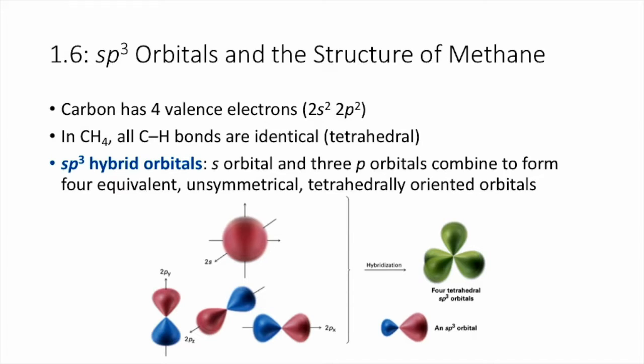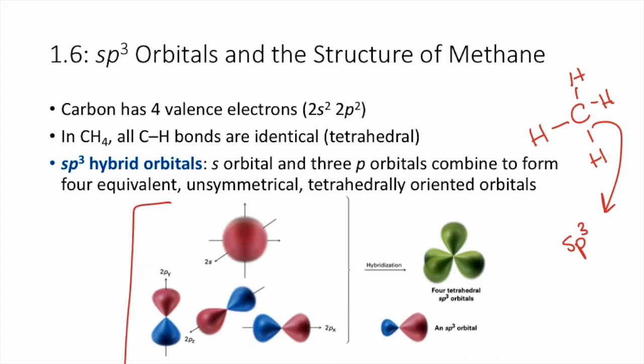So if we look at methane, which is carbon attached to 4 hydrogens, it is what is called sp3 hybridized. The carbon is sp3 hybridized. What that means is that the carbon is using sp3 hybrid orbitals to form bonds with the hydrogen atoms. What is an sp3 hybrid orbital? It's an orbital that's made from mixing one s orbital and 3 p orbitals.